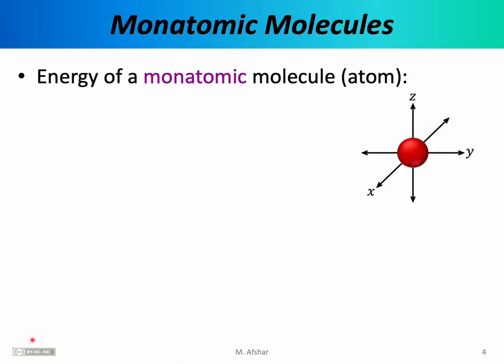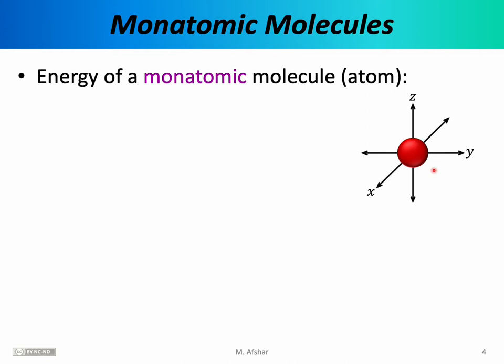So let's dive into the details now. We'll start our discussion with the simplest molecule imaginable, the monatomic molecule. The monatomic molecule consists of a single atom. Once we've understood the monatomic molecule, then we can graduate to the diatomic or triatomic molecule. Here we're going to model the monatomic molecule as a simple sphere.